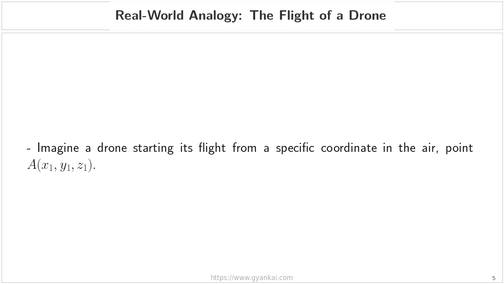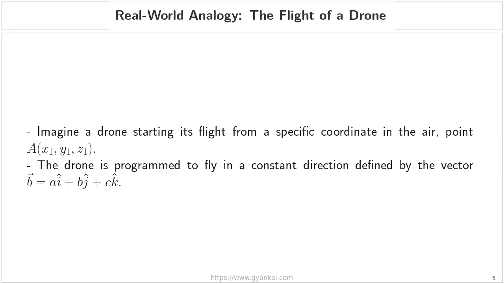Imagine you have a drone sitting on a launch pad at a specific coordinate in the sky, which we will call point A, with coordinates x sub 1, y sub 1, z sub 1. Now, this drone is programmed with a specific flight path. It is set to fly in a constant, straight direction, and this direction is defined by our direction vector b, which is composed of the components a, b, and c along the i, j, and k unit vectors.